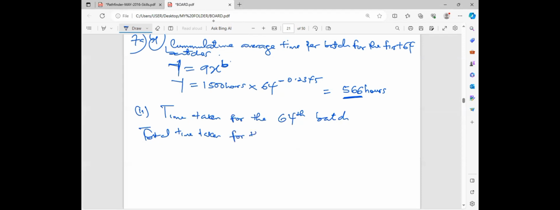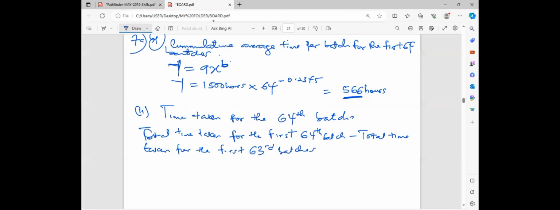for the first 64 batches, minus the total time taken for the first 63 batches.